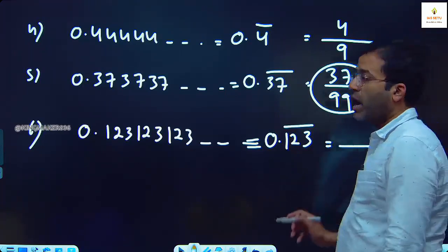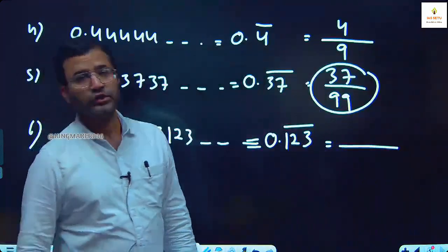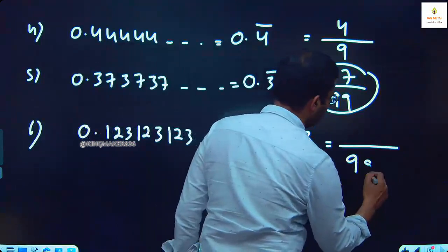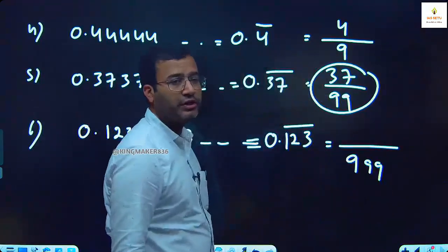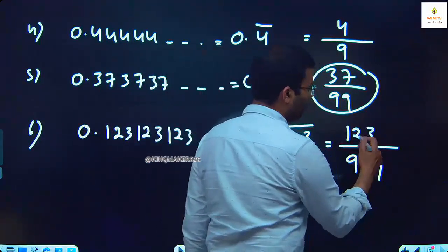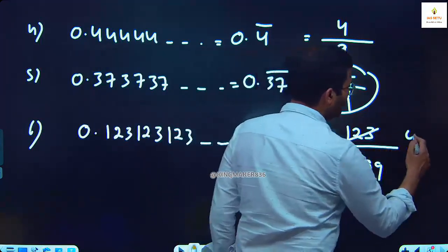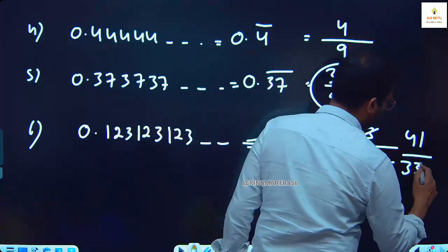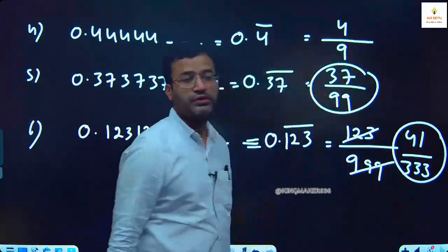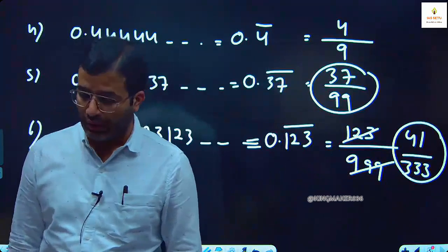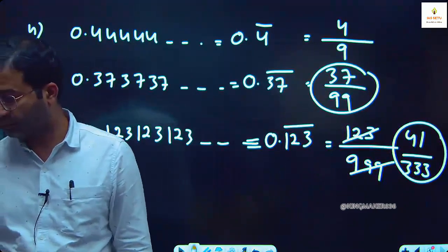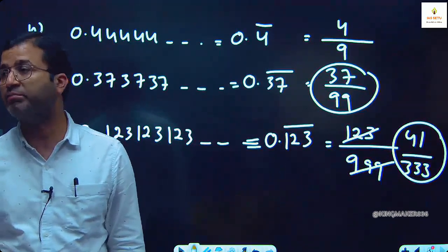Third question, how many digits on the bar? 3. So that's why we have 999 here. And what is the number? 123. So the numerator is 123 upon 999. You divide it by 3. So it is 41 upon 333. This is your answer. Any doubt? Type 1 is very simple.